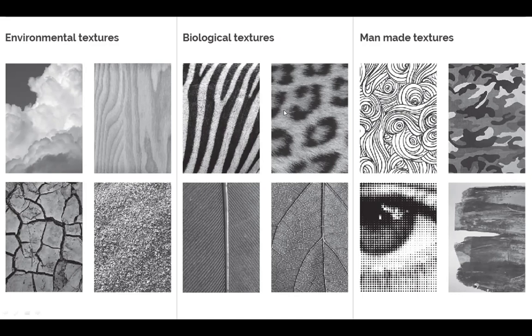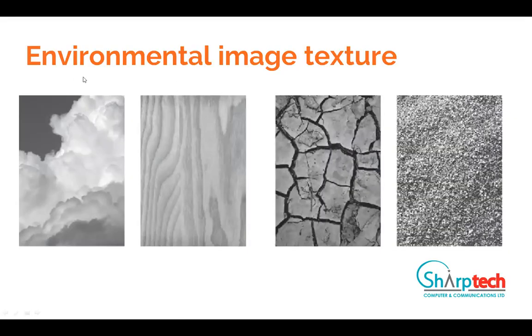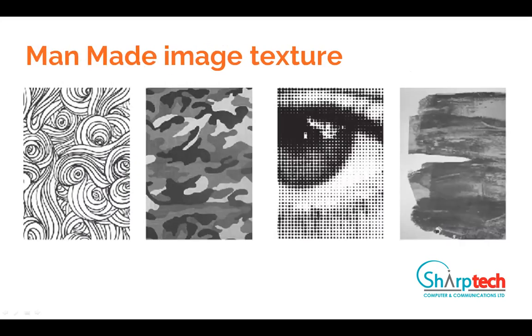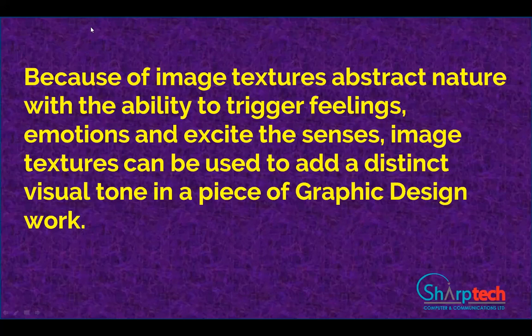Are we together? So these are environmental image textures. I just wanted to bring them closer. As you can see, I think they are clearer when we look at them from here. These are the other textures that we saw. I've just picked out environmental image textures, and then these are biological ones, and then these are man-made image textures. Can you read this statement?